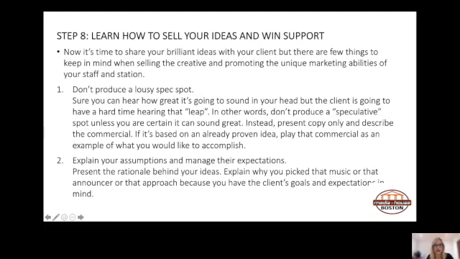Number 2, explain your assumptions and manage their expectations. Present the rationale behind your ideas. Explain why you picked that music or that announcer or that approach, because you have the client's goals and expectations in mind.